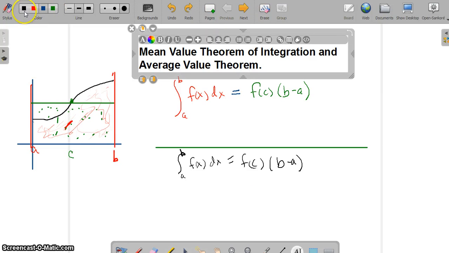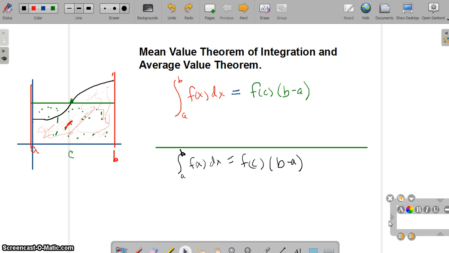In this video, I'm going to discuss the mean value theorem of integration and the average value theorem, and then show you how to apply those on a couple problems so that you can work on your homework problems. Okay, so the mean value theorem basically states this.